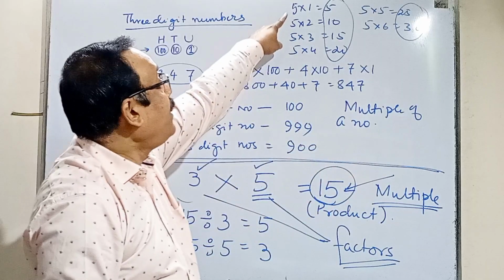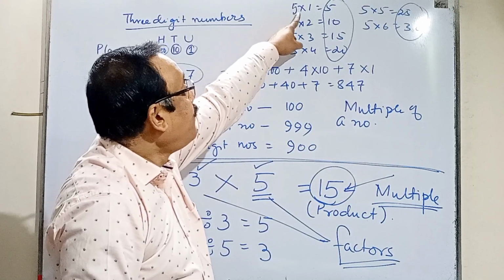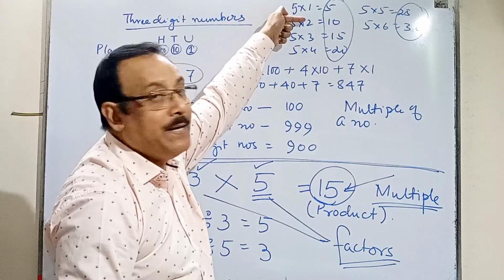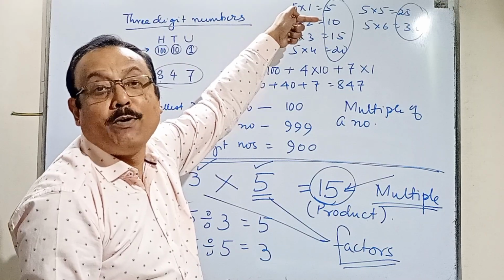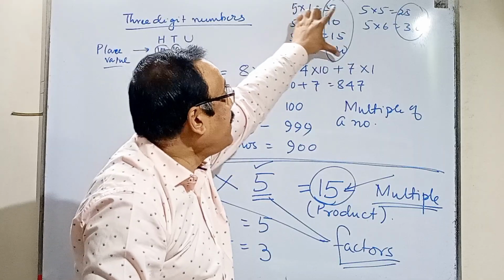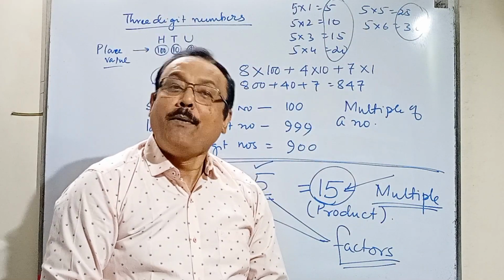Another way, multiple of any single number is the product. If it is asked multiple of any single number, then multiply it by the corresponding natural numbers, subsequent 1, 2, 3, 4. Whatever values we obtain are called the multiples.